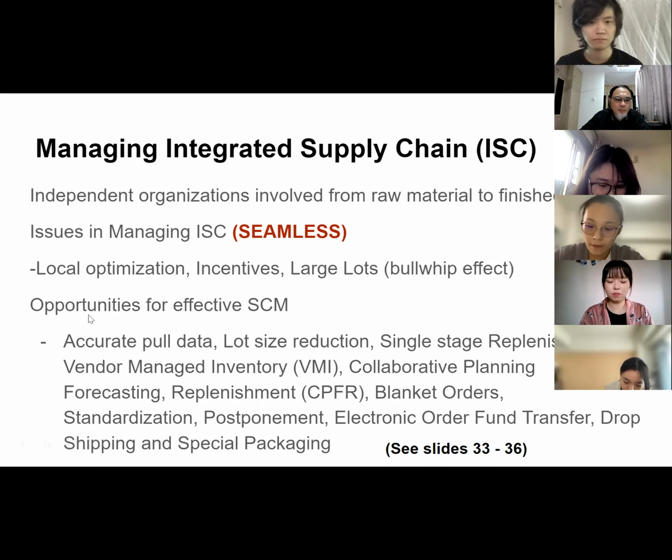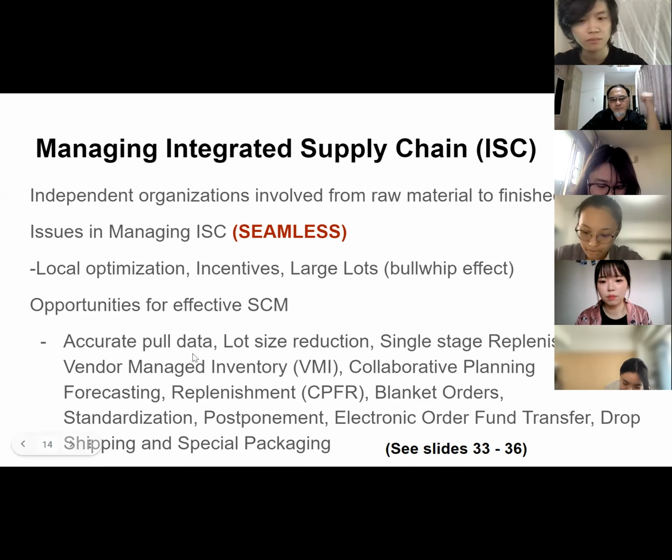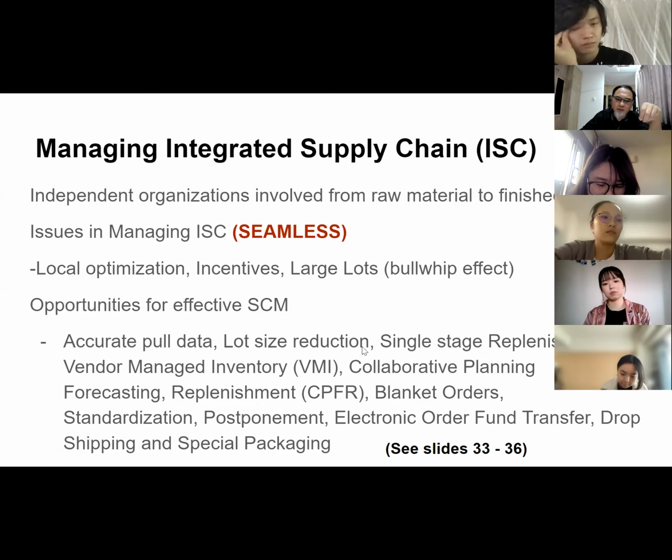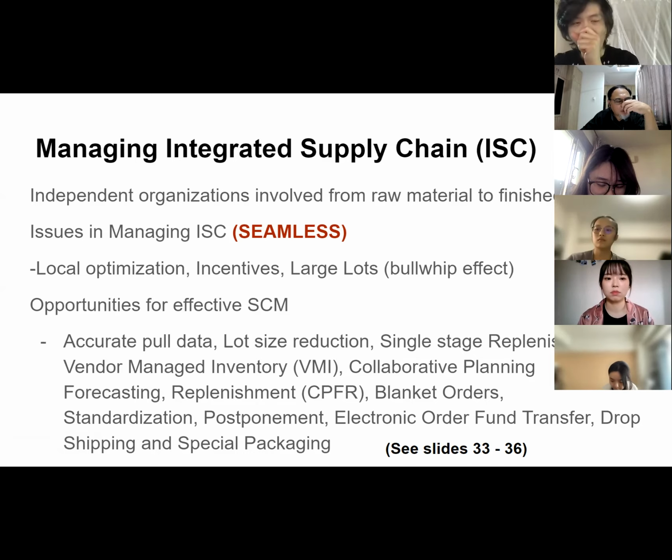Okay. So that's why there are many things. If you look here, opportunities for effective supply chain management is accurate pull data. Exactly, if you need 50, you will pull 50 or you deliver 50. And then lot size reduction. Lot size reduction means you try to reduce it so that your lot size becomes smaller. But today, because of COVID, there may be some changes. I think people will not try to reduce lot size too much, because if you reduce it too much, when there is a big disruption, you will suffer. Yeah.